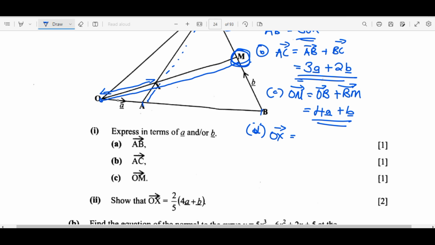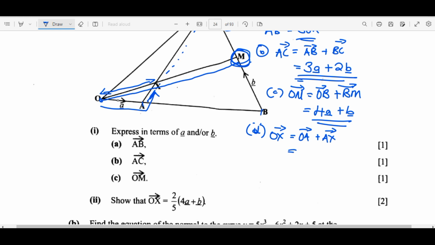So how do we move? We're going to use OA and then AX. So we're going to move in this direction. So we'd say OX is equal to OA plus AX.